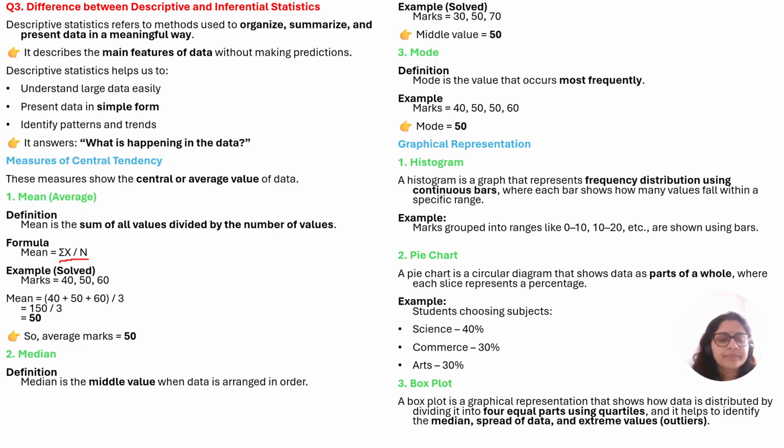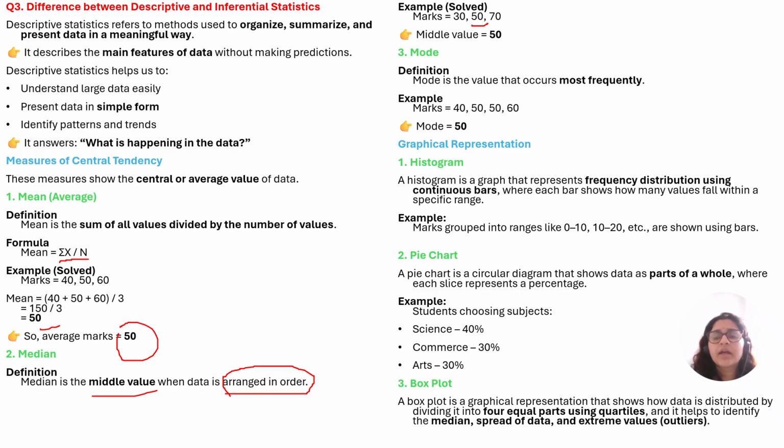Then this is the example. Three values are given: 40 plus 50 plus 60, divided by how many values are there? Three values. So 150 by 3 is equal to 50. So average marks is 50. Then median. What is median? Median is the middle value when data is arranged in order. This is very important. Only when data is arranged in order, either ascending or descending, can we calculate the median. For example, we have taken 30, 50, 70. What is the middle value? This is very simple. 50 is the middle value.